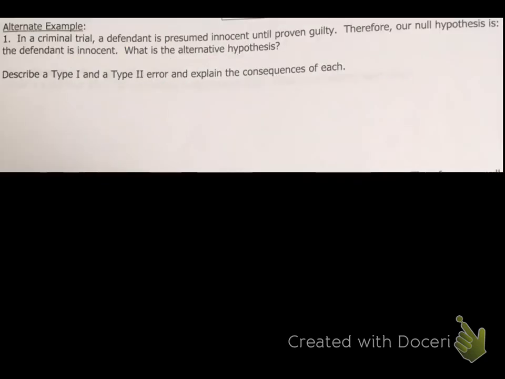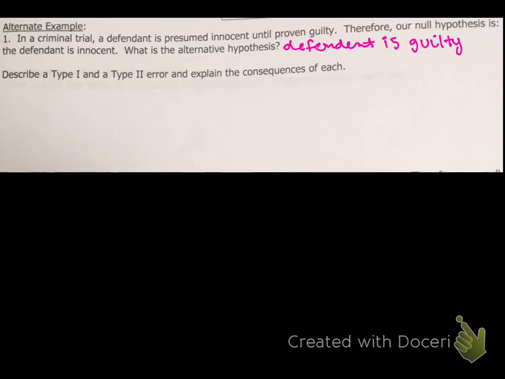In the first example, in a criminal trial, a defendant is presumed innocent until proven guilty. Therefore, our null hypothesis is the defendant is innocent. What is the alternative hypothesis? The alternative hypothesis is the defendant is guilty. Describe a type 1 and type 2 error and explain the consequences of each.